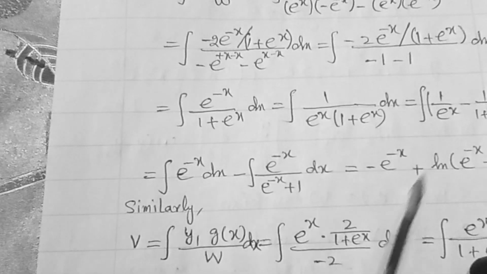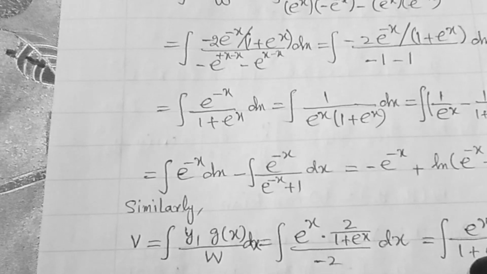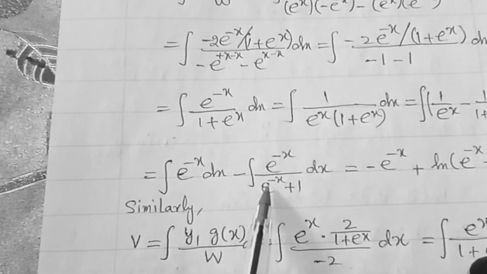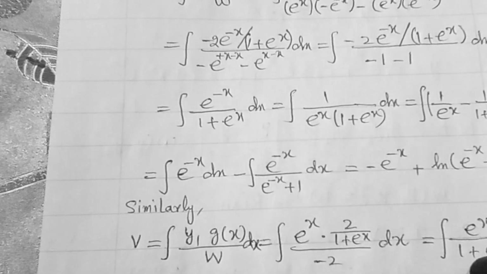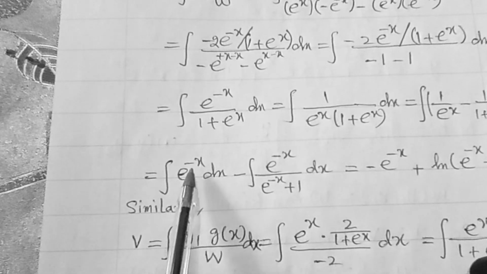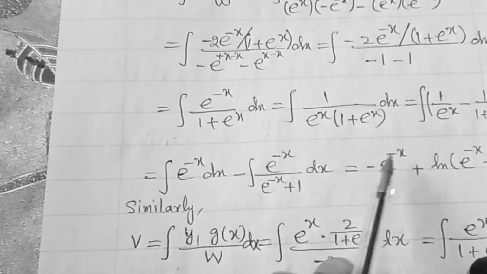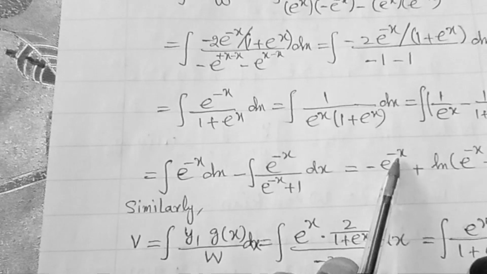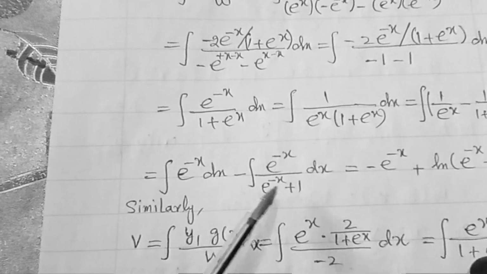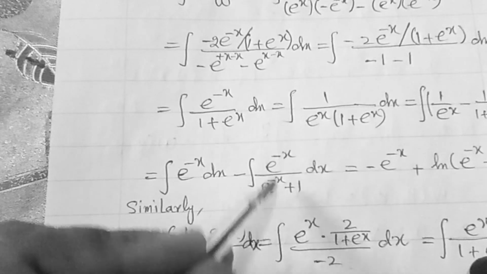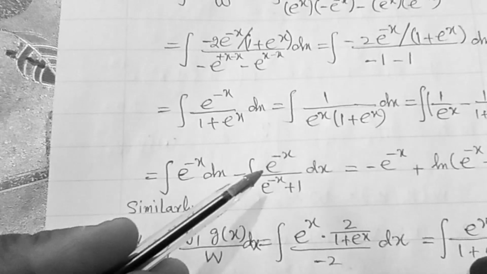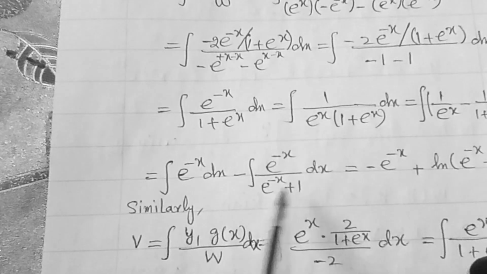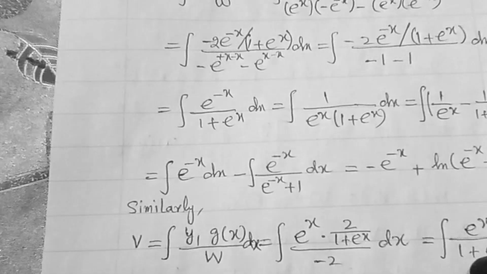So again, shifting exponential x, that would be exponential minus x dx minus exponential minus x dx upon exponential minus x plus 1. We can integrate exponential minus x directly. A negative sign must be present here, because the derivative of exponential minus x would be minus 1. Similarly, when we have a function in the denominator and its derivative in the numerator, the integral of 1 upon x becomes ln x. So the integral of this entire term will be ln of e power minus x plus 1.